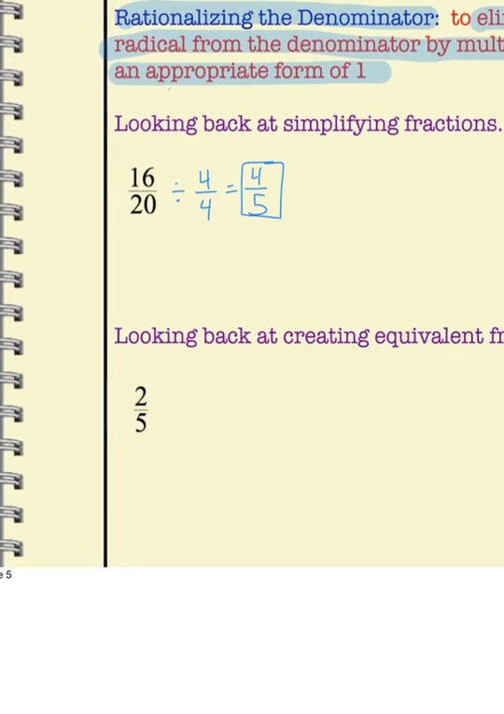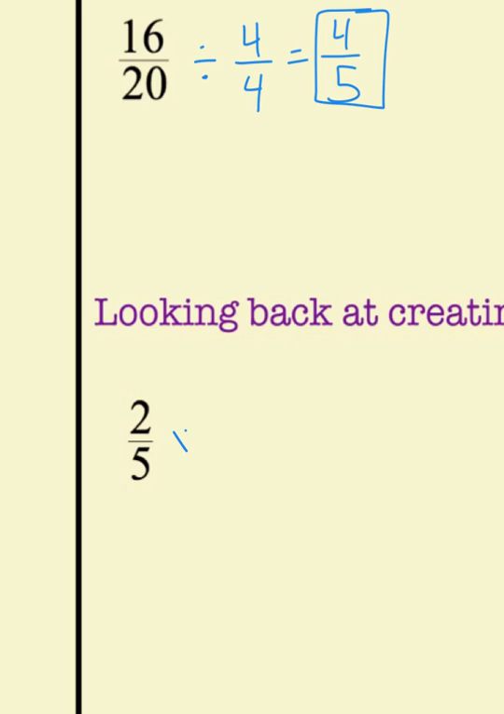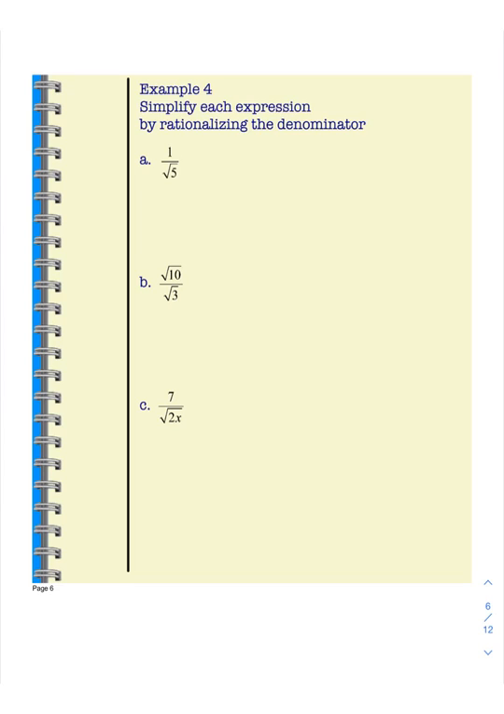And then quick review on equivalent fractions. If I have the fraction 2/5, I can multiply that by 3 over 3, which is still 1. So I'm just multiplying by 1. 2 times 3 is 6. 5 times 3 is 15. So 2/5 is equal to 6/15. All right, so we're going to use that concept to make sure that there are no radicals in the denominator.